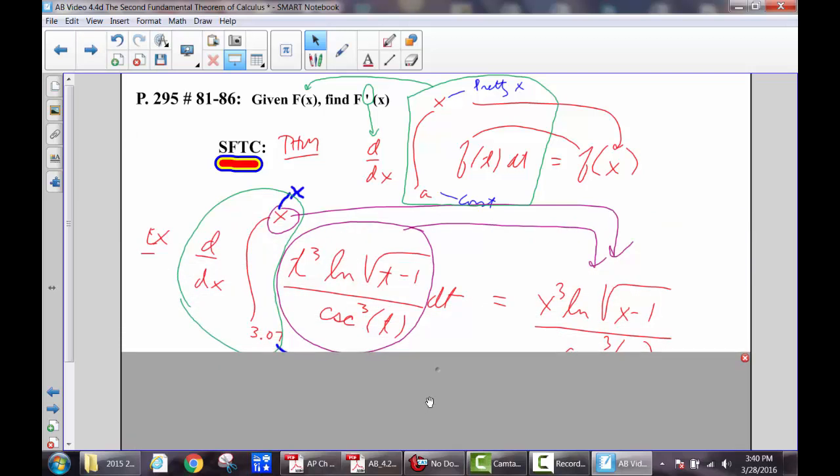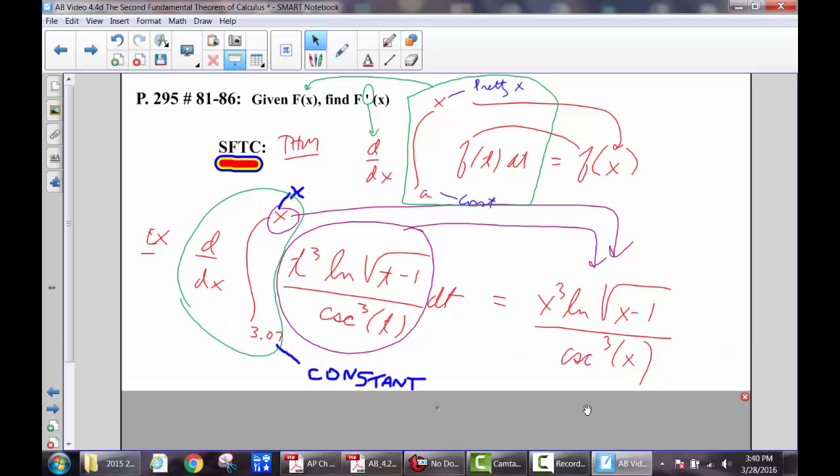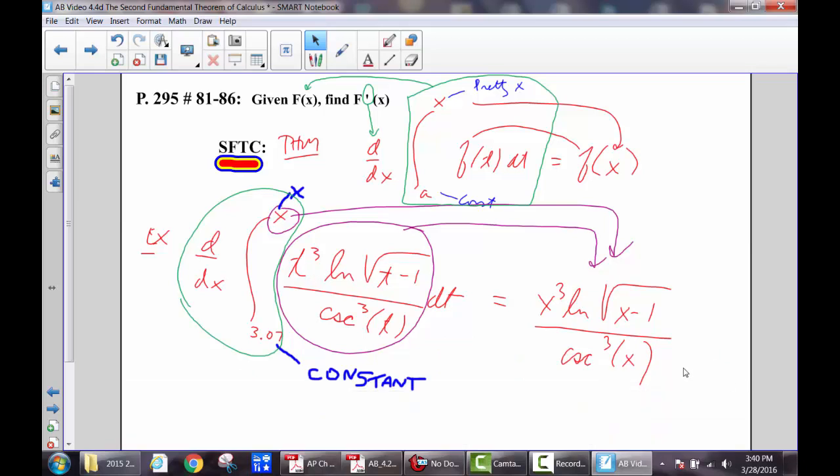Here's an example. They give you big F of x as this integral, and ask you to find the derivative of big F of x, which is the integral from 3.07 to x of this ugly thing. Again, it's the derivative of the integral, so second fundamental theorem of calculus. This is a constant, and this is just x. Your answer is simply that exact function, but replace all the t's by x's.